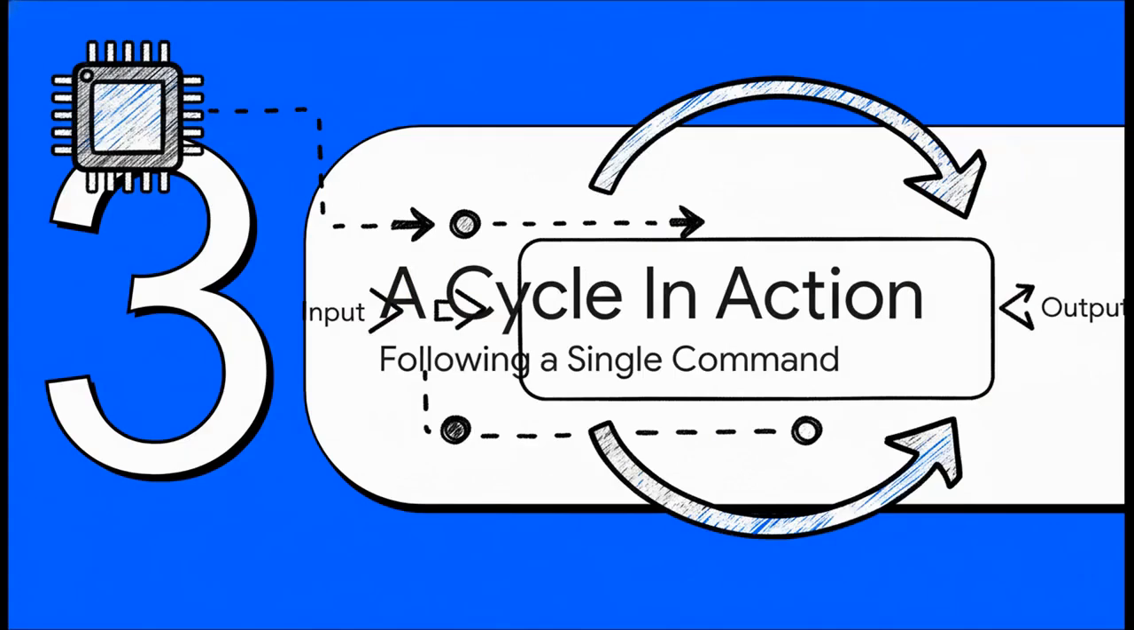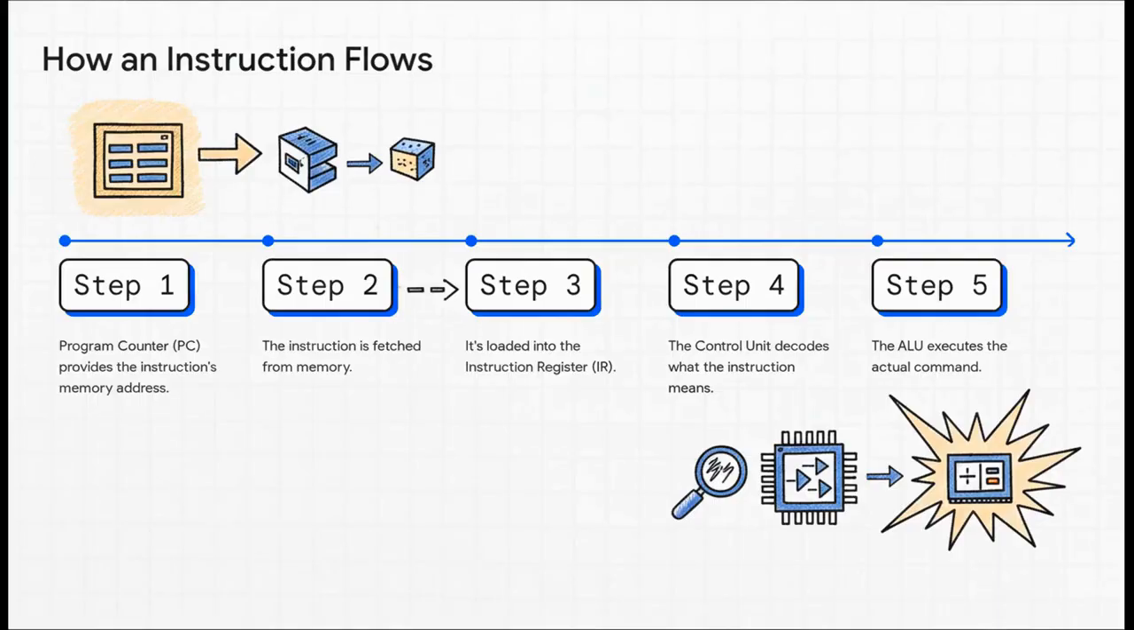Okay, section 3. Let's put it all together and watch a cycle in action. We know the parts, we know the 3-step loop, so let's get granular and follow one single command as it makes its journey through the CPU. So here's the blow-by-blow. It starts with a special little thing called the program counter. Its only job is to keep track of the memory address for the next instruction in line. The CPU uses that address to fetch the instruction from memory.